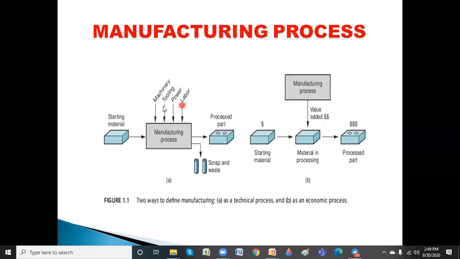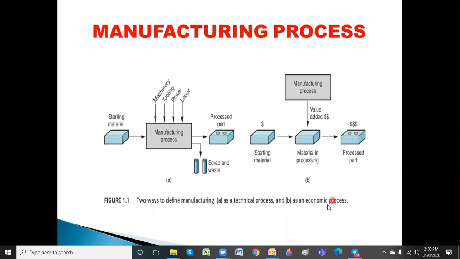So all the four are needed to convert this starting material, the raw material, into a processed part. That process is called a manufacturing process. And obviously, whenever you have a lathe operation, I think you have worked on it in your workshops, once I machine that material, finally I'll be getting scrap or waste in the form of metal chips, etc. So that's the basic way you can show a manufacturing process.